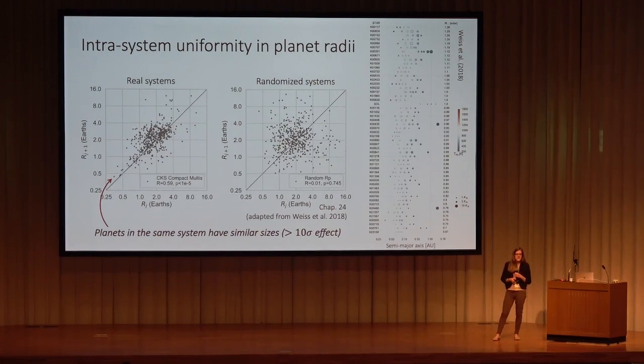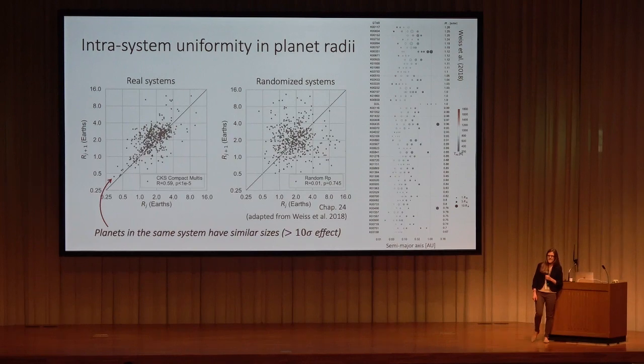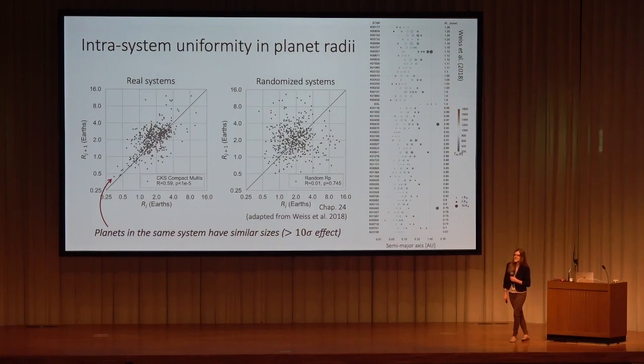I think that's an area that's ripe for exploration. Our chapter does explore in particular some patterns in the higher multiplicity systems with 4 or more transiting planets. There are about 50 such systems thanks to the Kepler mission. It would be great to get more. Thank you.